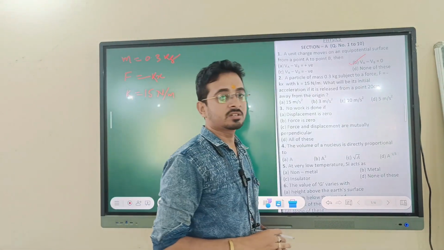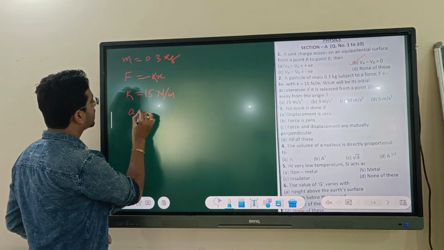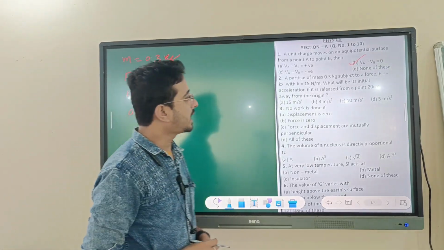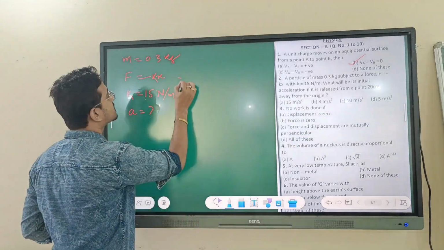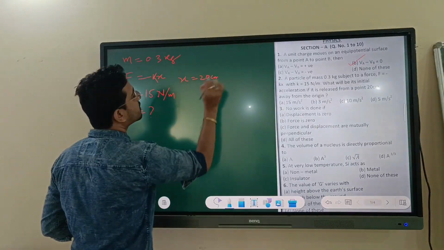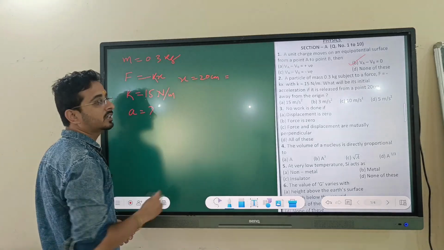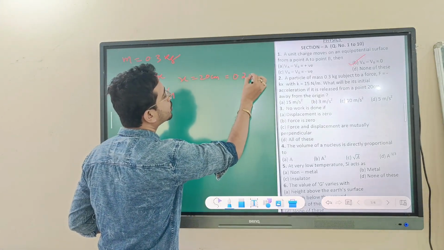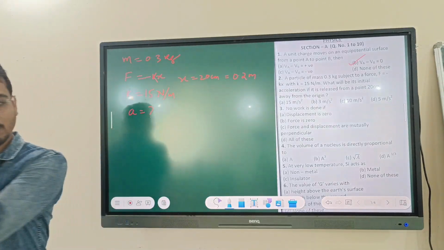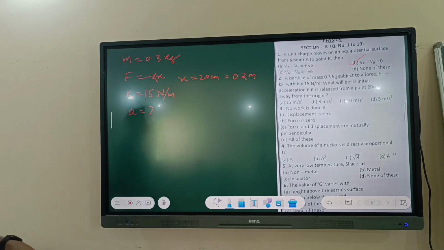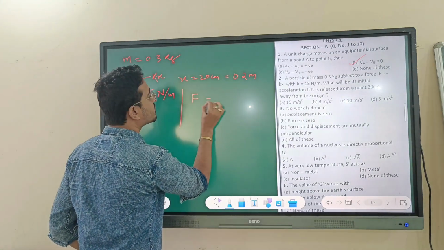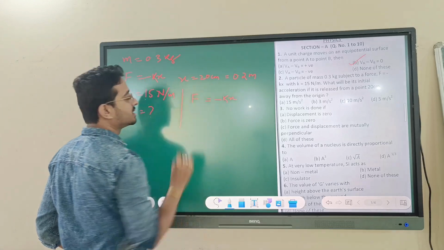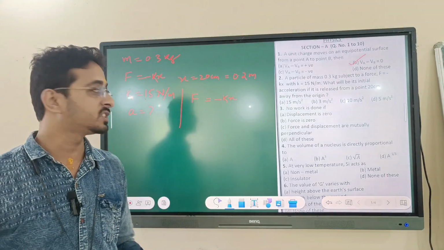The question is about initial acceleration. What will be our acceleration? It is released from a point 20 centimeter, that means our distance is 20 centimeter. If I convert it into meter, this will be 0.2 meter. So this question is about a spring, and for a spring, we know that force F is equal to minus kx. It is also simple harmonic motion.